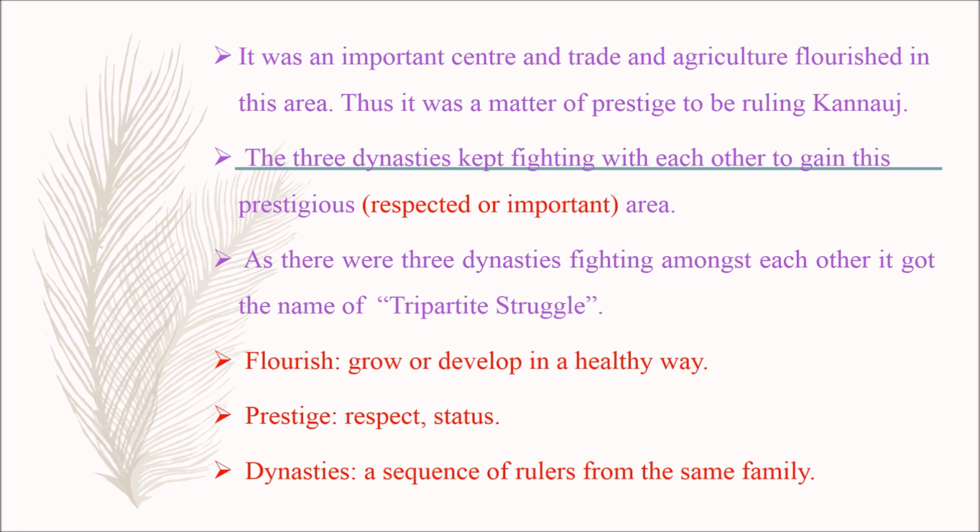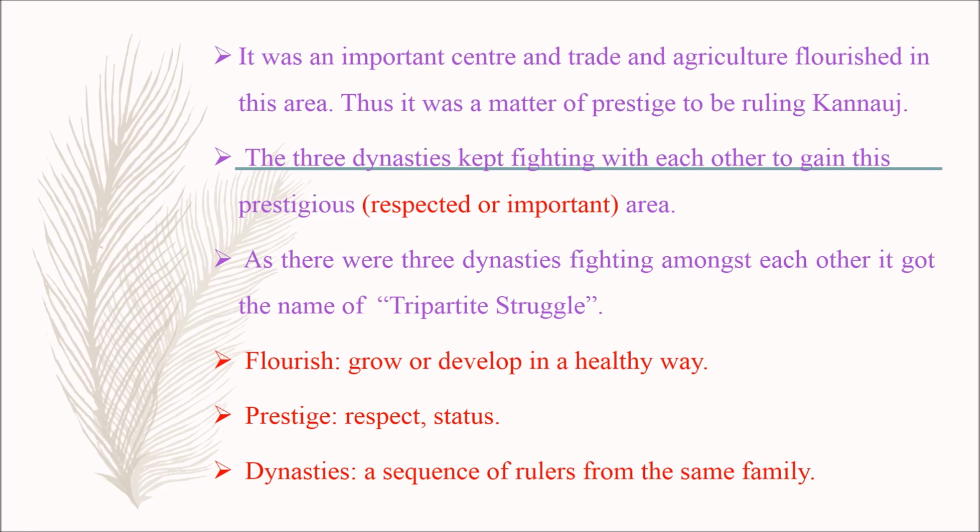So, it was an important center and trade and agriculture flourished. So, flourished means developed in a healthy way in this area. Thus, it was a matter of prestige. So, here prestige means respect or status. So, it was a matter of prestige to be ruling Kannauj.